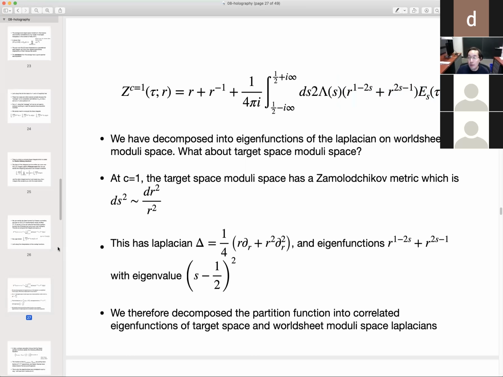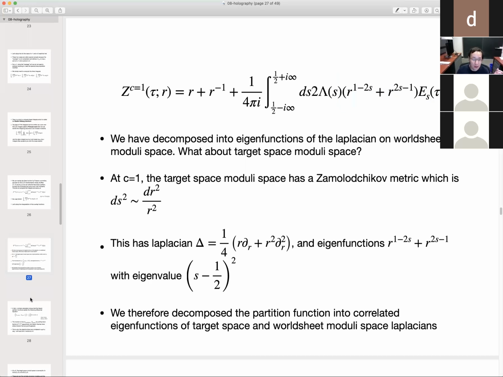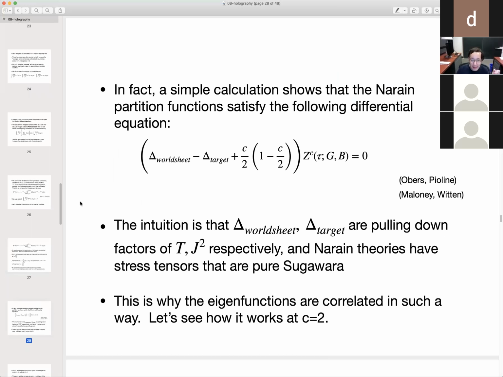Okay, why was this a natural thing to expect? So here's a fact that I'm going to tell you that's very, very easy to prove, which is Narain partition functions all satisfy the following differential equation. If you take the Laplacian of the worldsheet and the Laplacian of the target space acting on these theta functions, they're going to be the same thing up to a constant. The intuition of this is very simple, which is that the Laplacian of the worldsheet is like you changed your modular parameter tau. So roughly speaking, it's pulling down some factors of the stress tensor T.